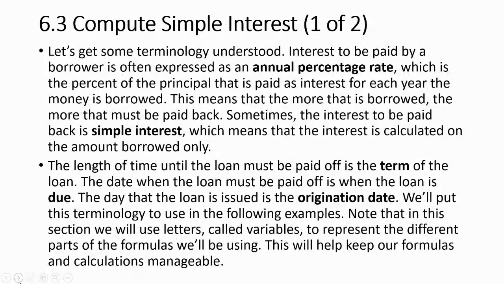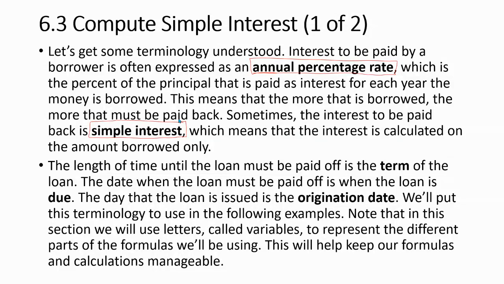So, a few more words. Annual percentage rate. The annual percentage rate is how we determine how much interest is going to be paid every year. Right? And it is a percentage rate. So it's some percentage of the amount that we are borrowing.